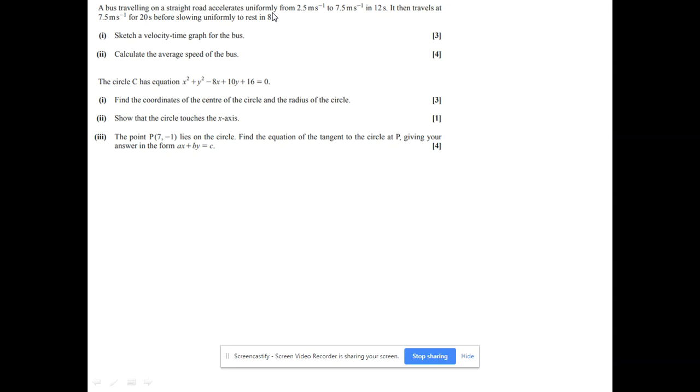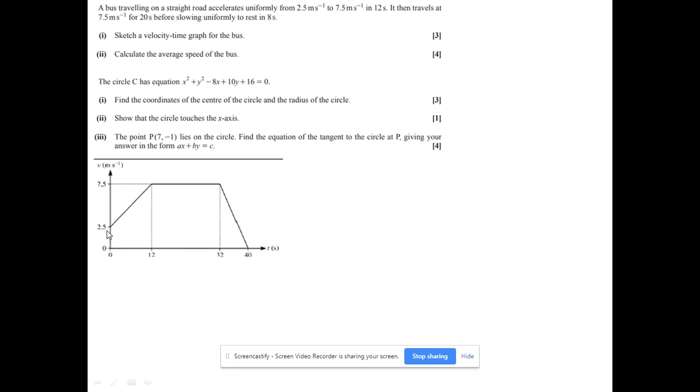And then it's going to stay a straight, flat, horizontal line for 20 seconds. And then, because it's going down uniformly, it's going to be a straight line again down to rest in 8 seconds. So you can see that you should be labelling up the main points, and that's probably because it's going to be useful for part 2. Okay, that's probably why they got you to sketch the graph in the first place.